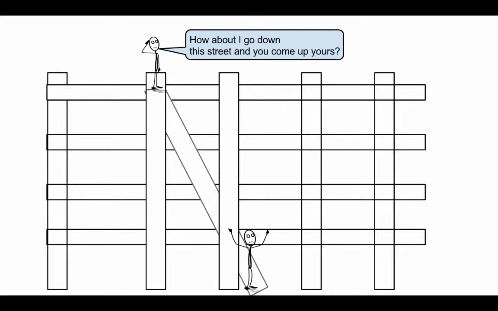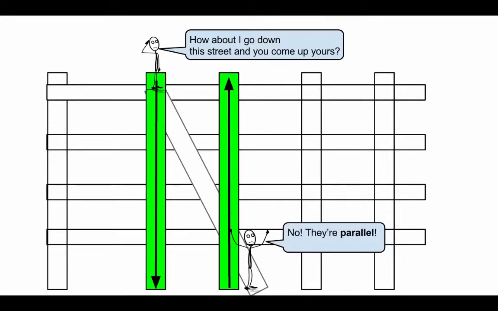Right? He's like this little stick figure guy up here saying, how about I go down this street and you come up yours? And I'm saying, no, that's not going to work because those two streets are parallel. What that means is they're set at the same angle, so they're never going to meet. He could walk all the way down that street and I could walk all the way up that street, and we're never going to find each other. So that's not going to work. We're going to have to find a different way to do this.